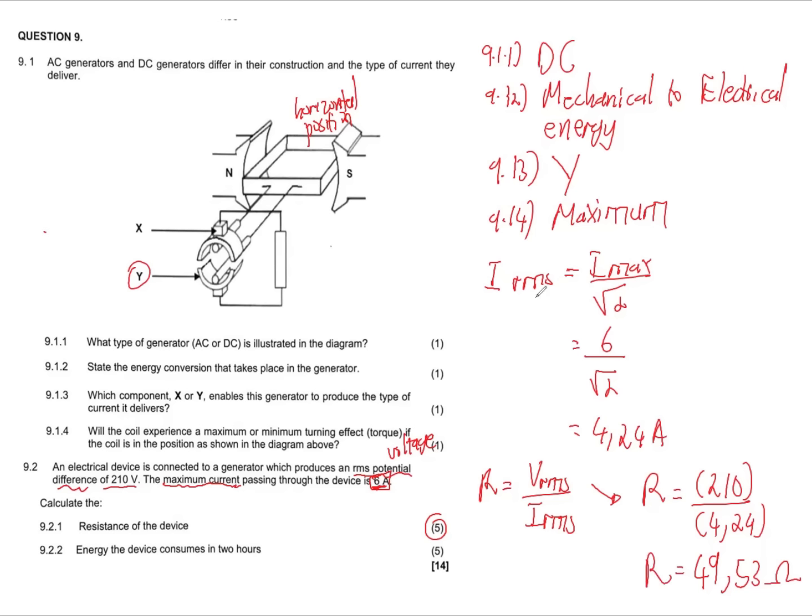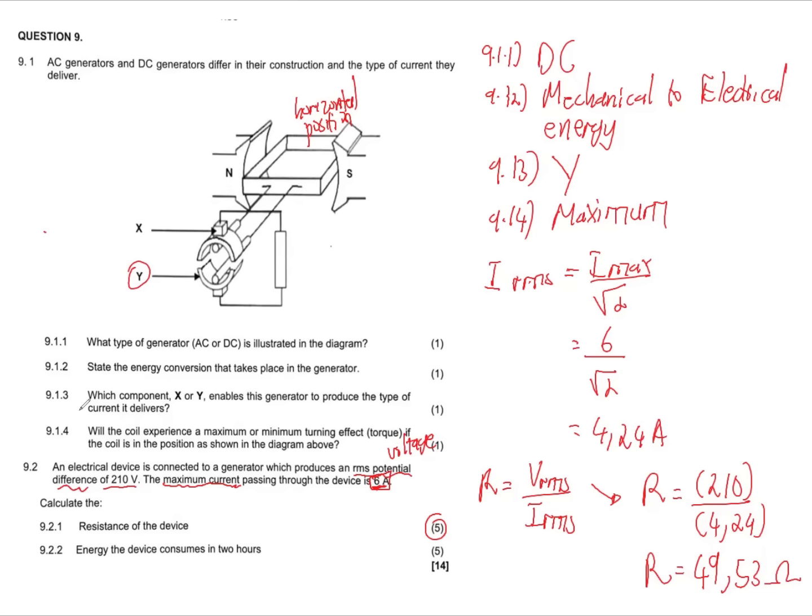So 5 marks, how many formulas? 2 formulas. First formula to convert Imax to IRMS. Second formula to calculate the resistance. So 5 marks in the bag, just like that. Then let's look at another 5-mark question.